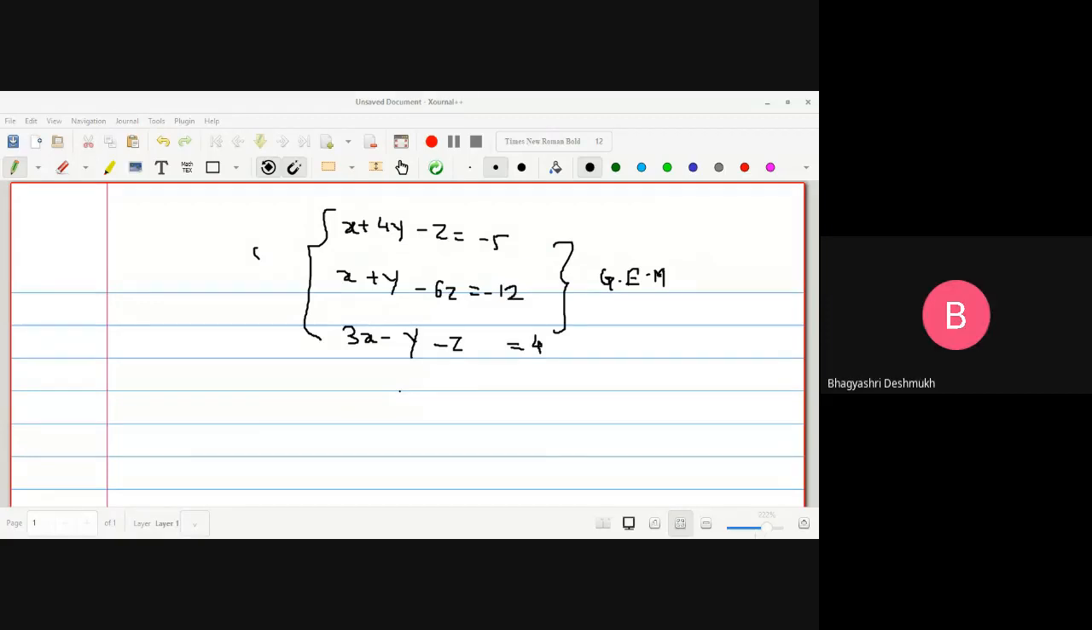New system is x plus 4y minus z is equal to minus 5. Tell me the second and third equation. Second and third equation: minus 3y minus 5z is equal to minus 7, and minus 13y plus 2z is equal to 19. Is it correct, ma'am? Yes, everyone got the answer.